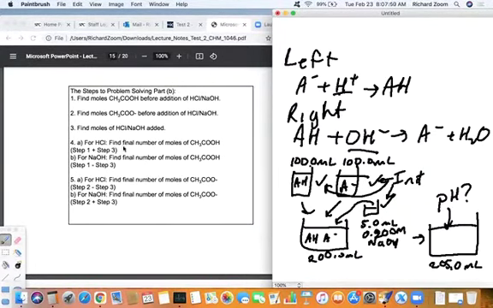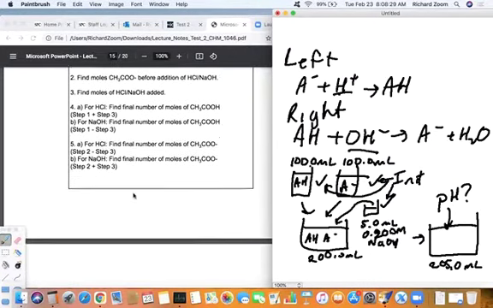The next thing we need to do is take into account what happens once we add the HCl or the NaOH. And what's going to happen is that for the NaOH, the AH is going to go down, and for the HCl, the AH is going to go up. If we add HCl, for the A minus, it's going to end up going down, and for the NaOH, the A minus is going to end up going up. So what we're looking at in steps 4 and 5 are dependent on what we're actually adding. In this case, we're adding the NaOH. So the AH is going down, the A minus is going up.